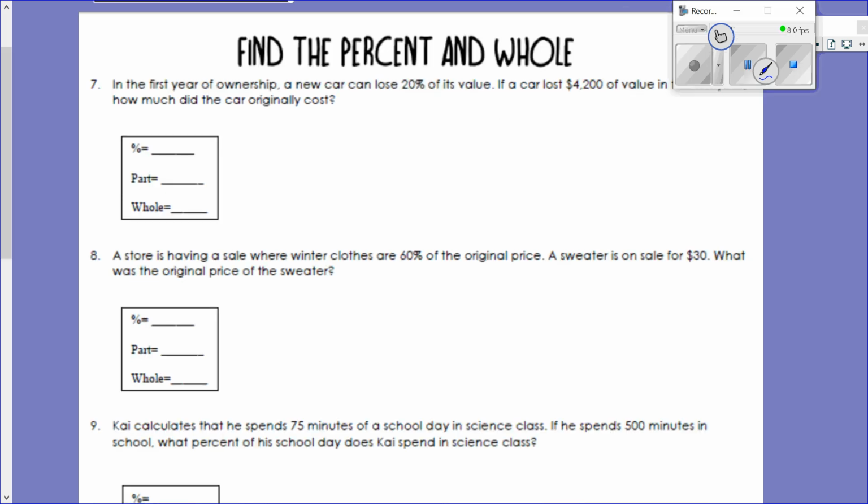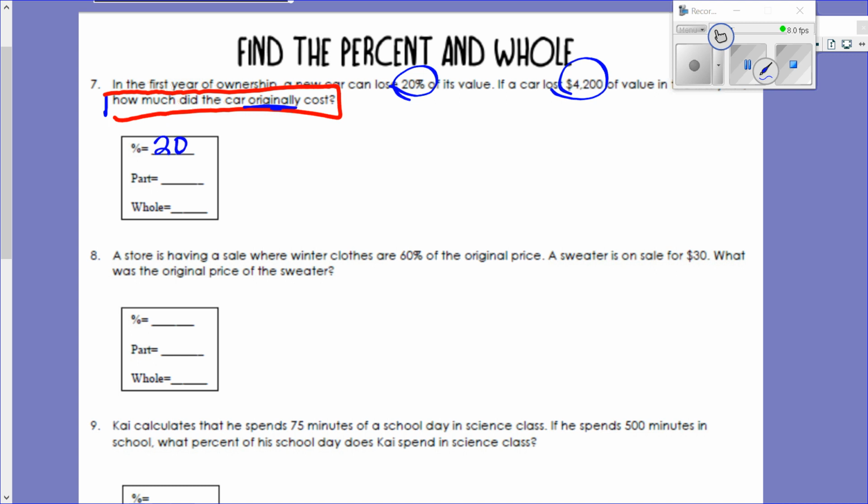All right, in the first year of ownership, a new car can lose 20% of its value. If a car lost $4,200 of value in the first year, how much did the car originally cost? Right here is your keyword, originally, okay? How much was it to begin with? Okay, so what do I know right now? What pieces of information do I have? You have the percent.